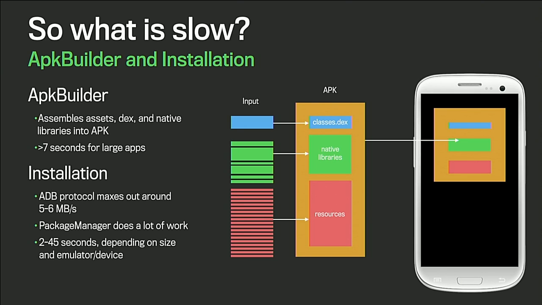Once it's already there, the package manager has a lot of work to do. It has to copy the APK into place. It optimizes your DEX. It expands your native libraries. It verifies signatures. I don't know what else it does. It takes a really long time. This entire process can take anywhere from 2 to 45 seconds, depending on the size of your app and whether you're using a physical device or an emulator. The physical devices take longer than high-speed emulators.